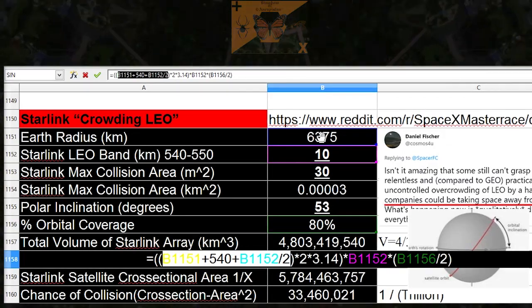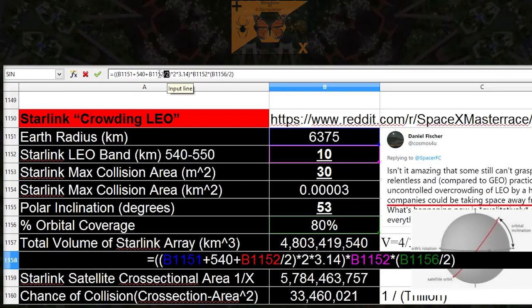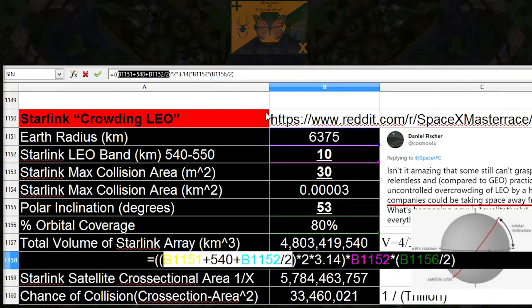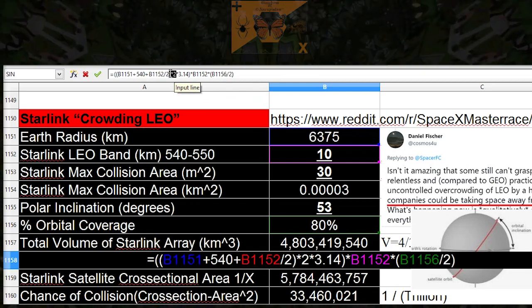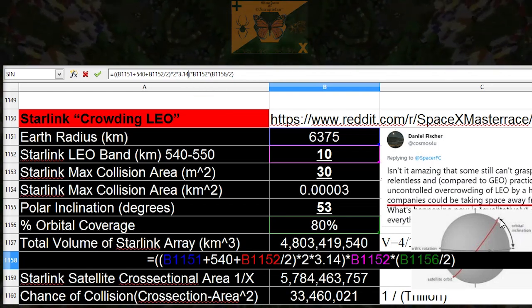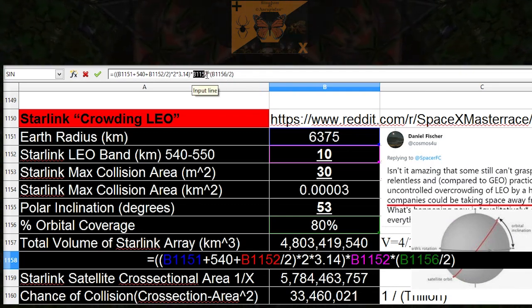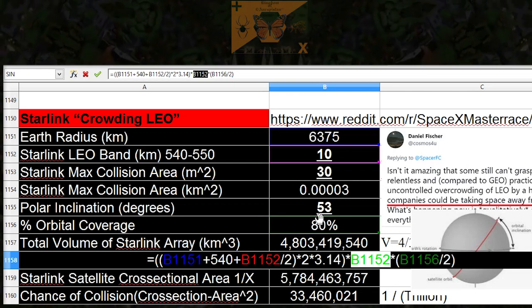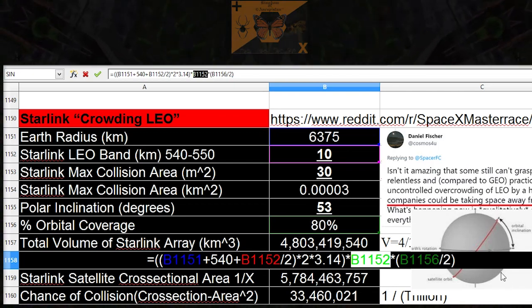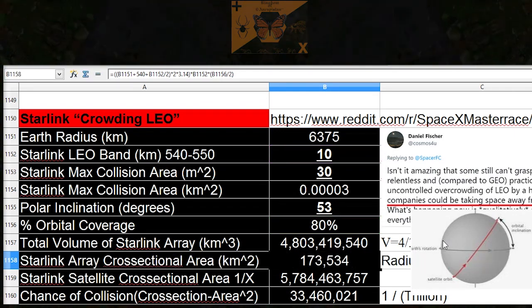And then you add that together. So this is 545 plus the Earth's radius. Then you times by 2 to get the diameter, times by 3.14 pi to get the total circumference. And then you multiply by 80% because you're not counting the... Wait, what is this one? 52. Oh, okay. Then you're adding the thickness to the circumference.